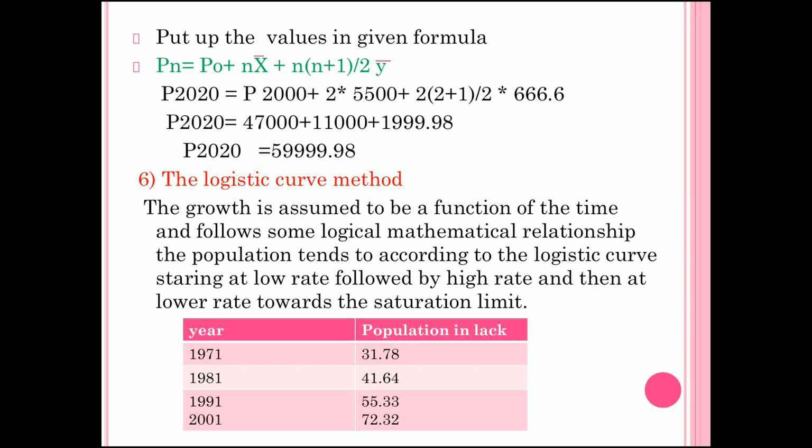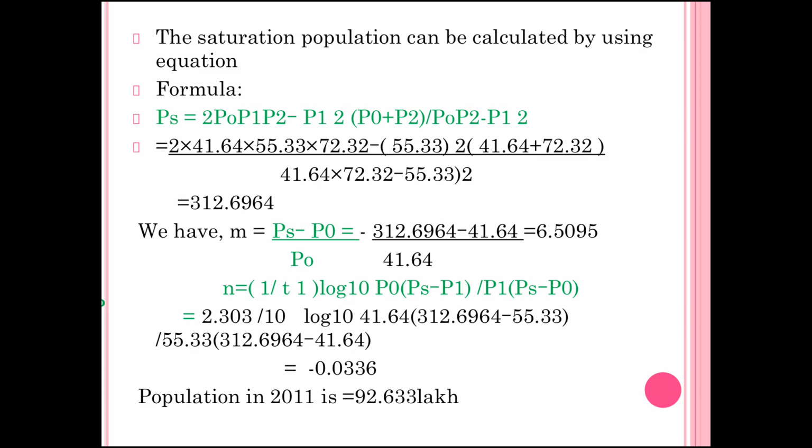In the problem, the population is already given in lakhs per year. In 1971 it is 31.78 lakhs, in 1981 it is 41.64 lakhs, in 1991 it is 55.33 lakhs, and in 2001 it is 72.32 lakhs. These are the values already given. Now the formula for calculating the logistic curve method is Ps.